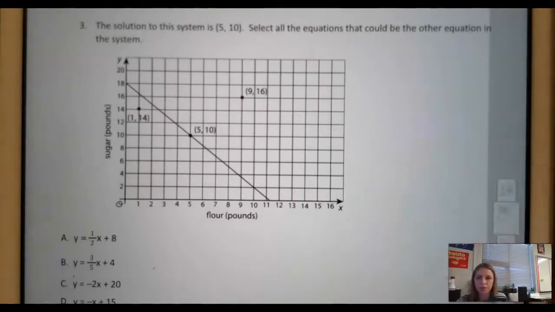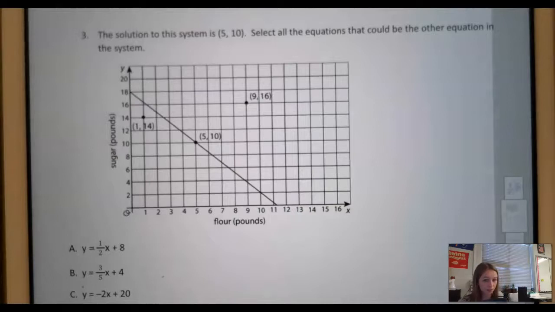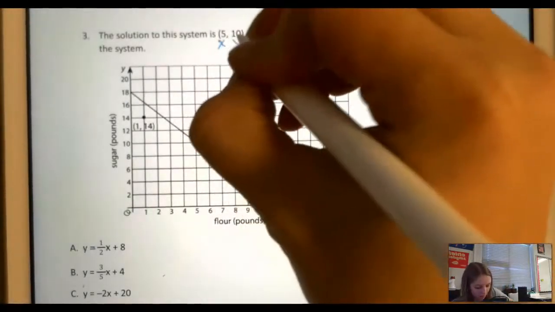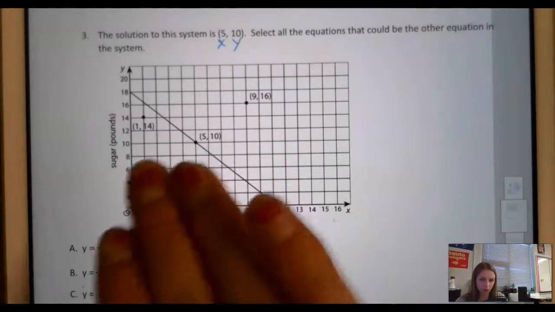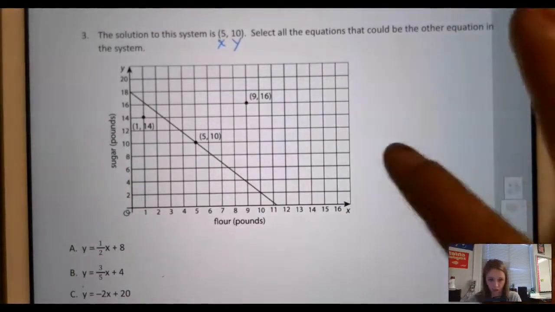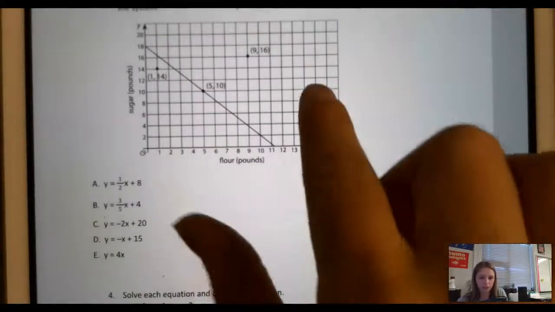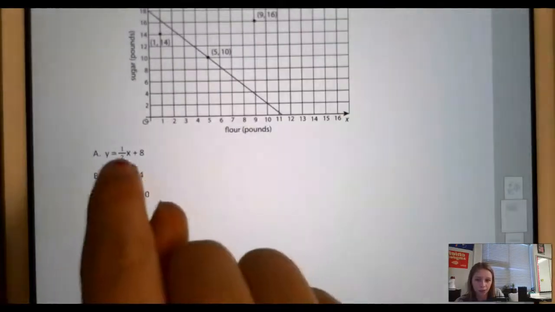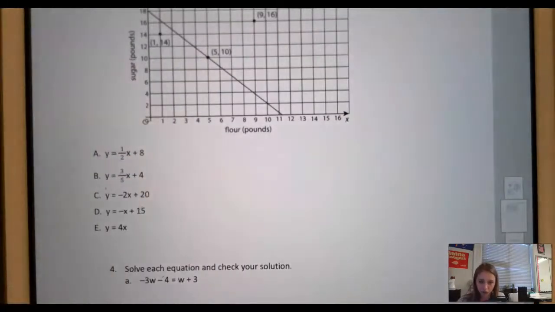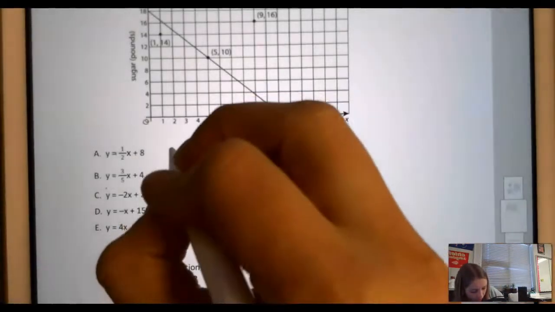Alright, now down here. So it says the solution to the system is 5, 10. That's my x and my y value. It says select all the equations that could be the other equation in the system. So we need to figure out which one of these equations is the other line or the other equation in the system. So what we can do is plug in my x and y value for x and y and see if it's true. If it's true, it works. If it's not true, it doesn't work. Alright? So let's do this first one.